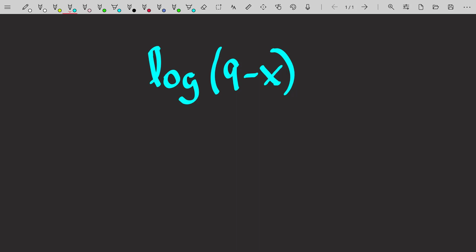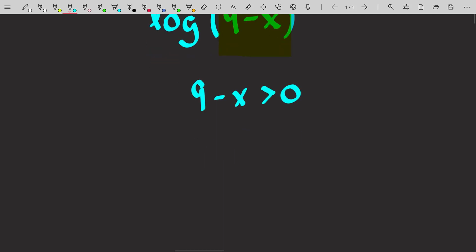You should know that logarithms can only take positive numbers as their arguments. That is, that argument right there has to be positive. So I'm going to initially state that 9 minus x, the argument of the log, must be greater than 0. Adding x to both sides, we get the domain of this function. All x values are allowable as long as they are less than 9.